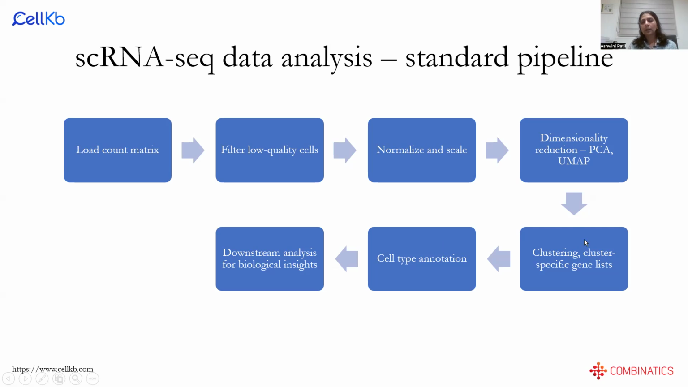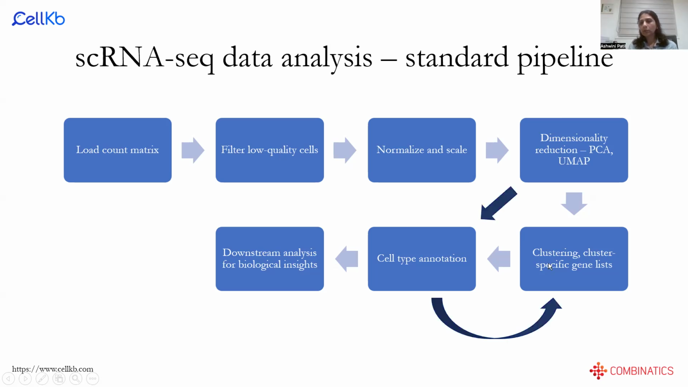These steps are actually not bottlenecks, they are very easy to do. The only part that we need to decide is how we want to filter the cells and how we want to cluster them. Those are the two important points that we need to take care of before we come to the cell type annotation. And then once you have the annotation, you go to the downstream analysis.